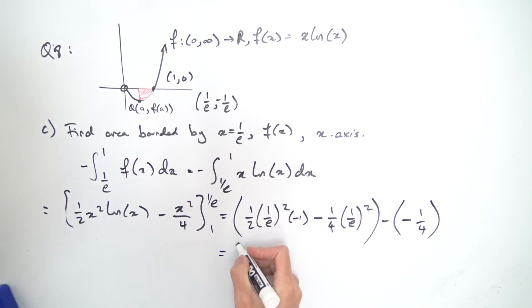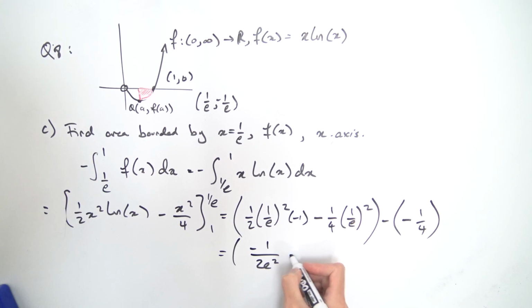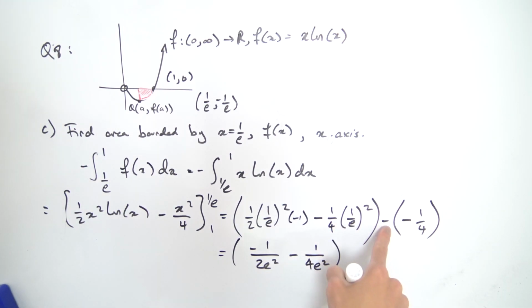Over here, in this first bracket, we're left with a -1 over 2e squared. So we have e squared multiplied by 2 like so. Then we also have a minus. Now this is going to be 1 over 4 times e squared. So we have e squared, multiply that by 4. Okay, now we have double negative, so this becomes a positive 1/4.